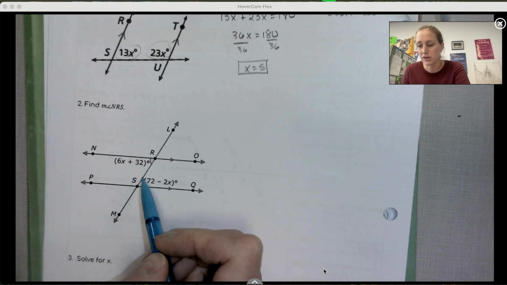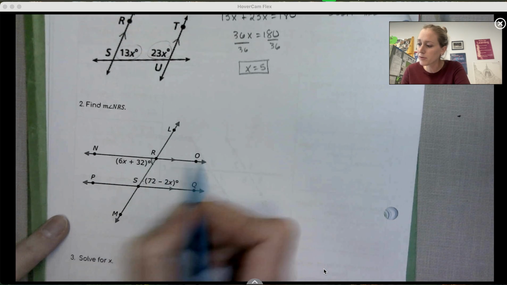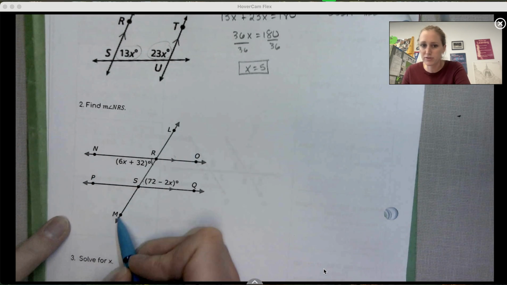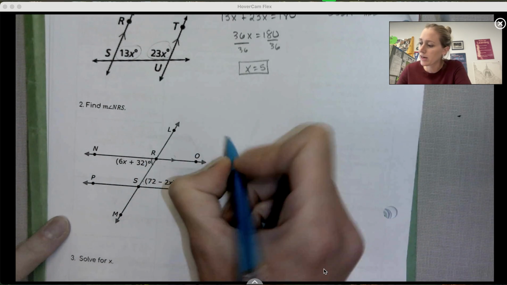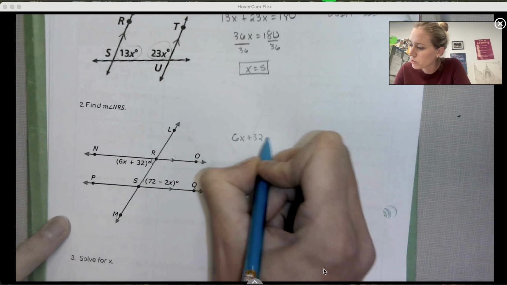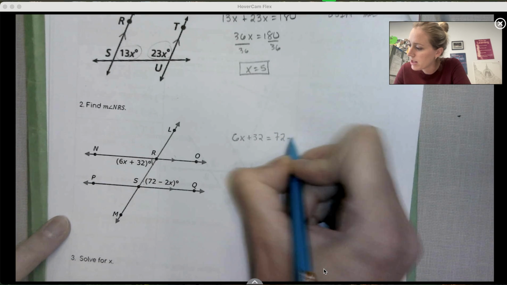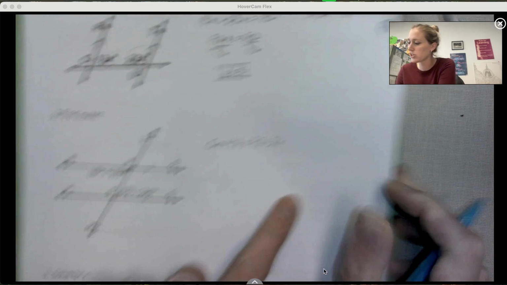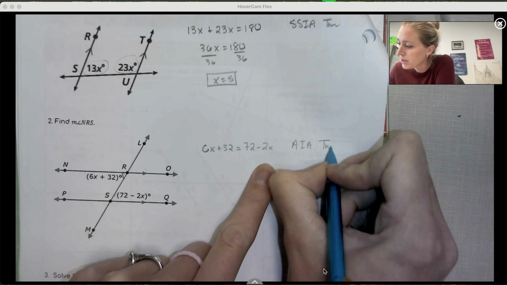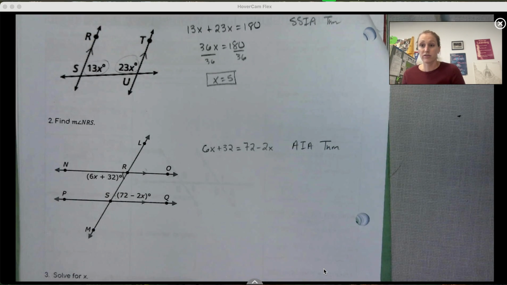They're alternate interior. Because these lines are parallel, again, I know that from the arrows, with two parallel lines cut by a transversal, alternate interior angles are always congruent. So the equation I can set up is setting these two angles equal to each other. And if I was asked for a justification, I would put the alternate interior angles theorem. They are congruent because they're alternate interior angles and we have the parallel lines set up.